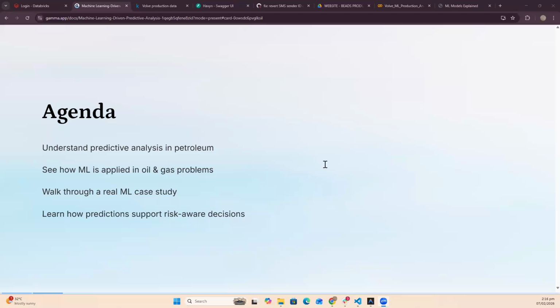Agenda for today. At the end of this seminar, we are going to understand predictive analysis in petroleum, see how machine learning is applied in oil and gas problems, work through some case studies, and learn how prediction supports risk-aware decisions.